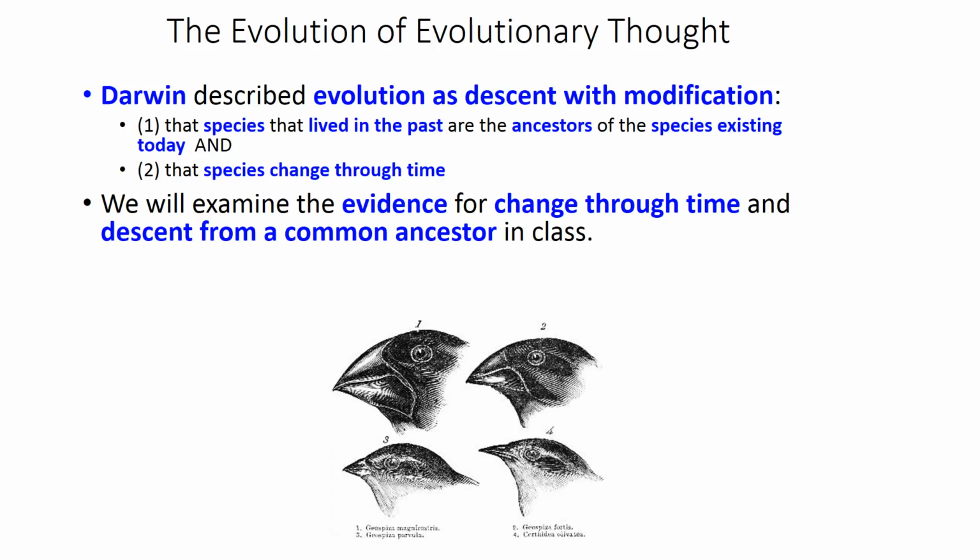And that via examining fossil evidence, he could see that these species did in fact change through time. And so what we're going to do is examine the evidence for change through time in class after we talk about phylogenies, and then in the following lecture, we're going to talk about descent from a common ancestor and the evidence for that through what we call homology.